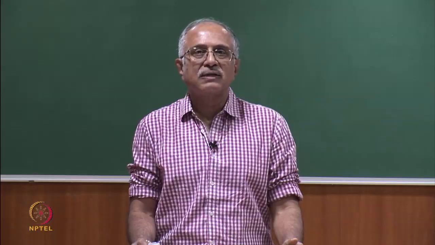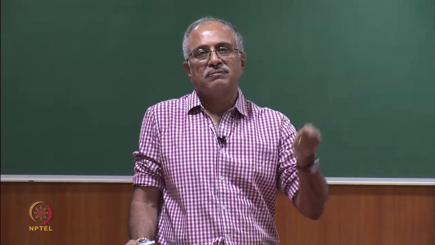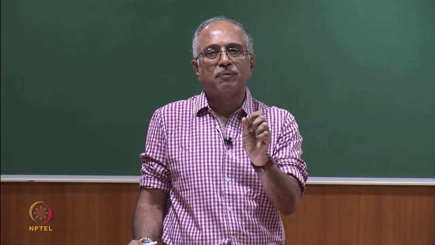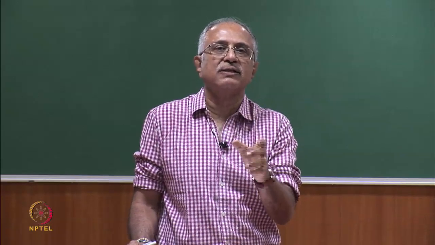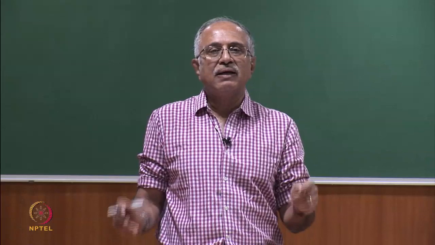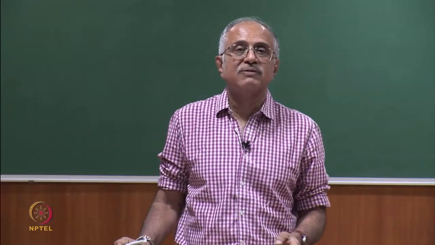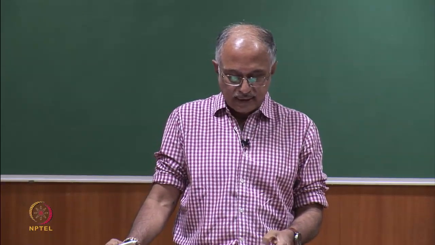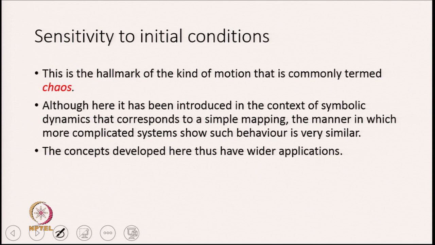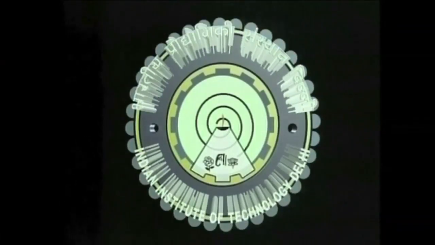Now, we have introduced this in the context of symbolic dynamics that corresponds to a very simple mapping. The manner in which more complicated systems show such behavior is actually very similar. Namely, at each step, the distance between two nearby points increases by a factor which is larger than 1. And here in this example it was 2, but it just has to be bigger than 1, and so two nearby points will eventually become further and further apart. So, the concepts developed here have wider applications. In the next lecture, we will take up some of these other applications in similar but slightly different mappings.